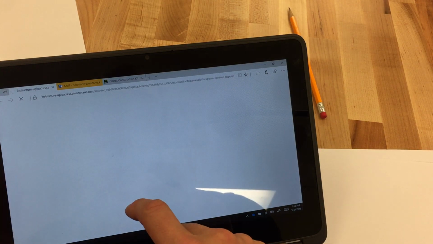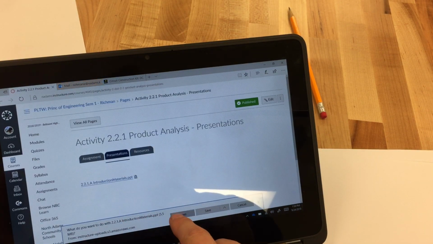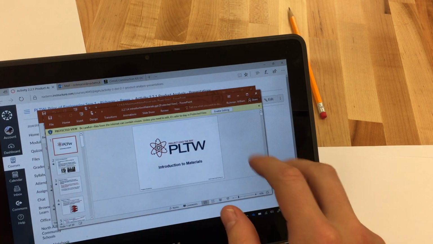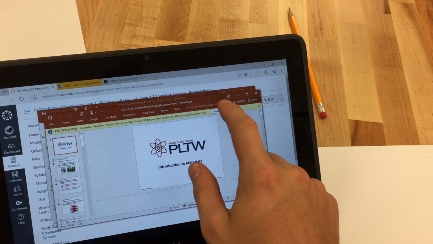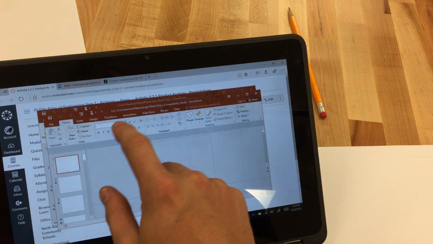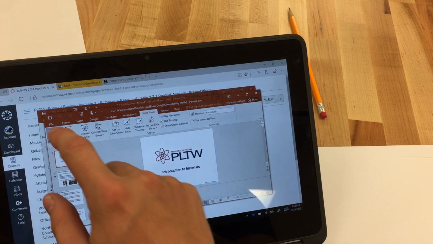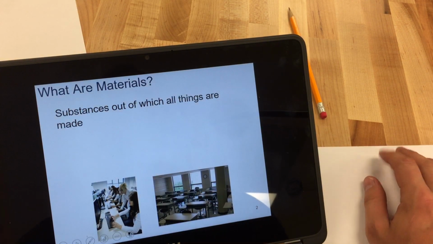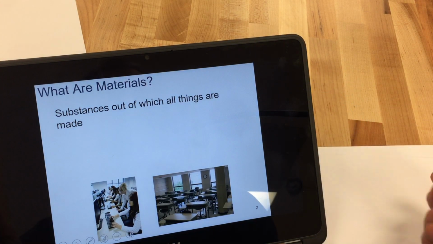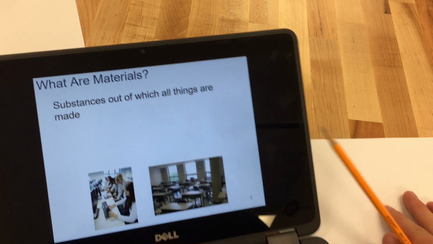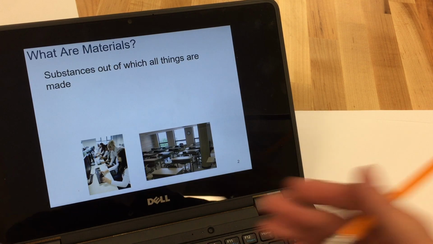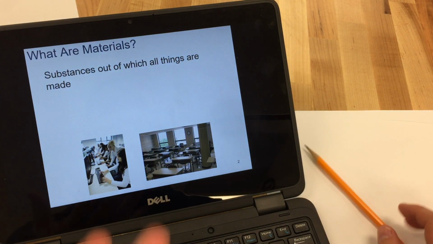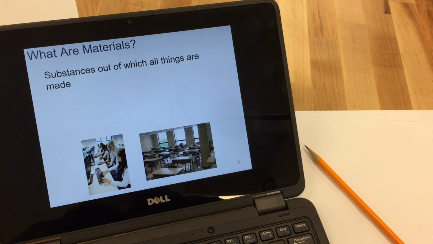Introduction to materials. All right, so introduction to materials. Here you go. What are materials? The idea is that materials are substances out of which all things are made. Okay, the desks you're sitting in, this computer that I'm presenting on, the phone that I'm recording with, my ring, all those are made out of materials.